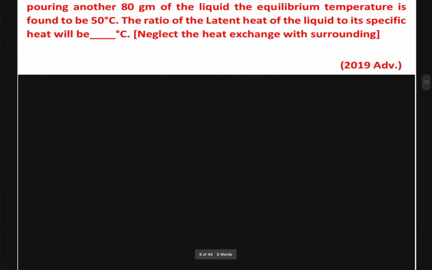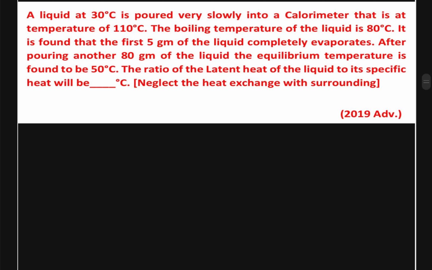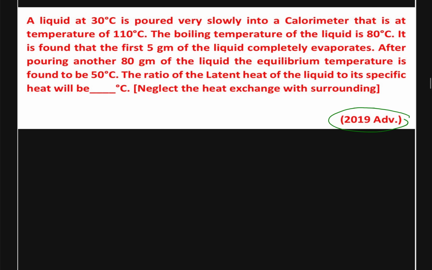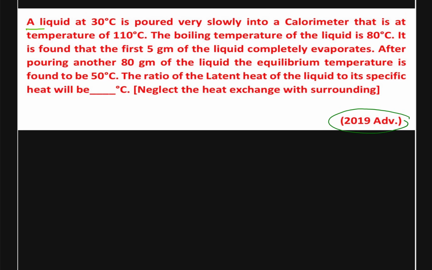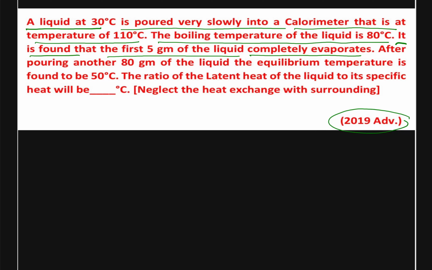Next question. It was asked in the year 2019 Advanced, and it states that a liquid at 30 degrees centigrade is poured very slowly into a calorimeter that is at a temperature of 110 degrees centigrade. The boiling temperature of the liquid is 80 degrees centigrade. It is found that the first 5 grams of liquid completely evaporates. After pouring another 80 grams of liquid, the equilibrium temperature is found to be 50 degrees centigrade. The ratio of the latent heat of liquid to the specific heat will be.